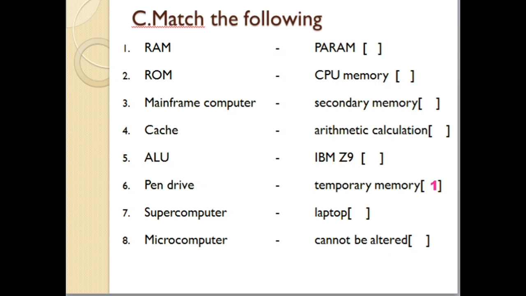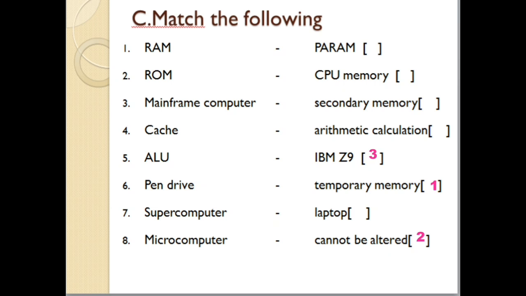The next one is ROM. In ROM, we can read the data only. We cannot modify or alter anything. So the answer is cannot be altered. The next one is mainframe computer. What will be the option? Yes, IBM Z9 is the example of the mainframe computer.